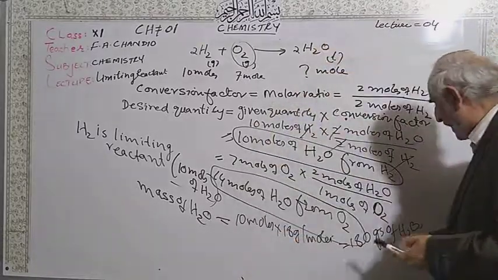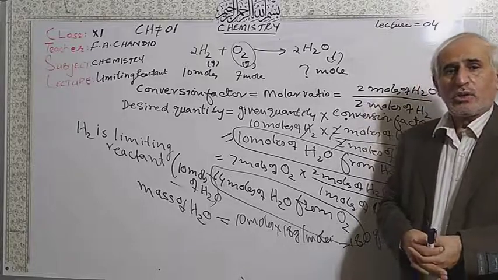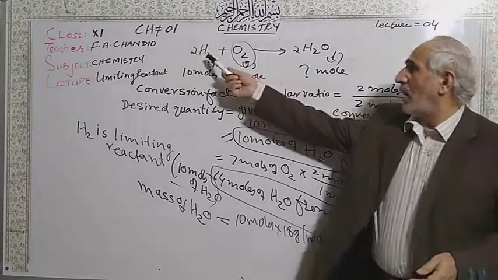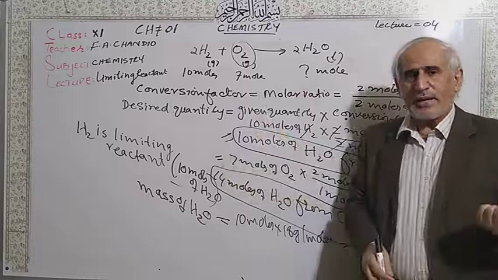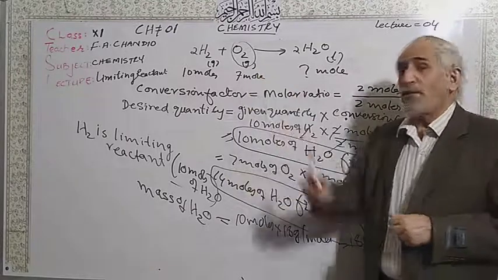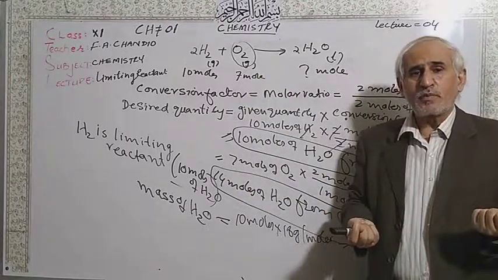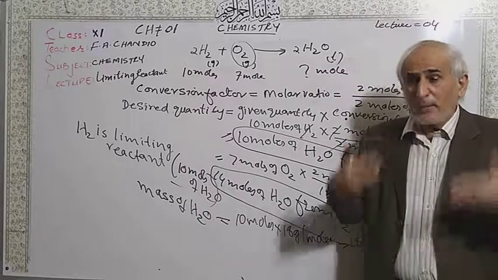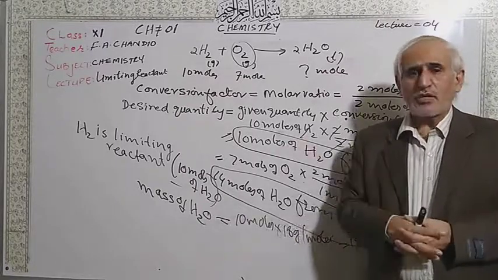Just like 120 grams is produced for this one. So you can calculate how much amount of limiting reactant it can be, how much amount of non-limiting reactant it can be, how much remains behind it can be also. We have numericals, we have to calculate.